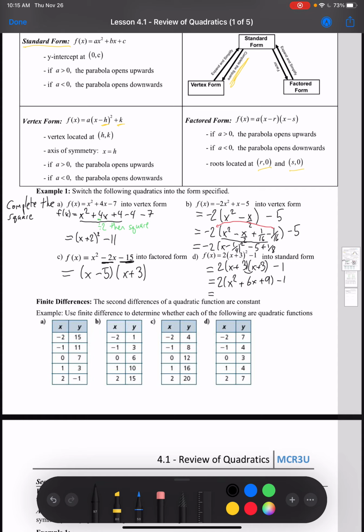And then just expand this 2 into each part. So 2x squared plus 12x. And then you have plus 18, but we have this minus 1, so I'm just going to right away write it as plus 17. And there we have it, into standard form.